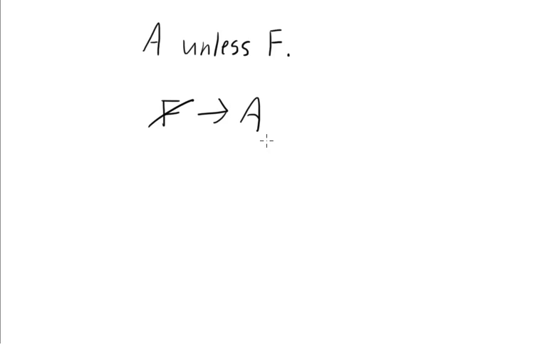And the contrapositive, remember we flip and negate both sides, would just be that if Abigail doesn't go to the party, then Frank does. And we're allowed to infer this from our unless statement as well.